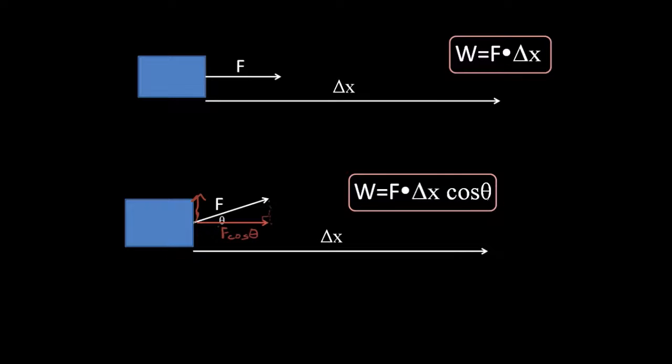If that angle happens to be 0, meaning if the force is actually parallel to the displacement, like up here, well, the cosine of 0 is 1, so this formula just turns into this formula. So essentially, this is really the only one that we need. It works in both situations.